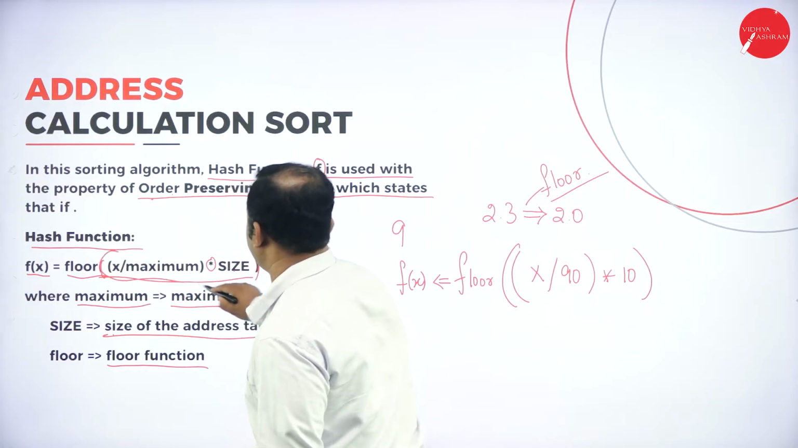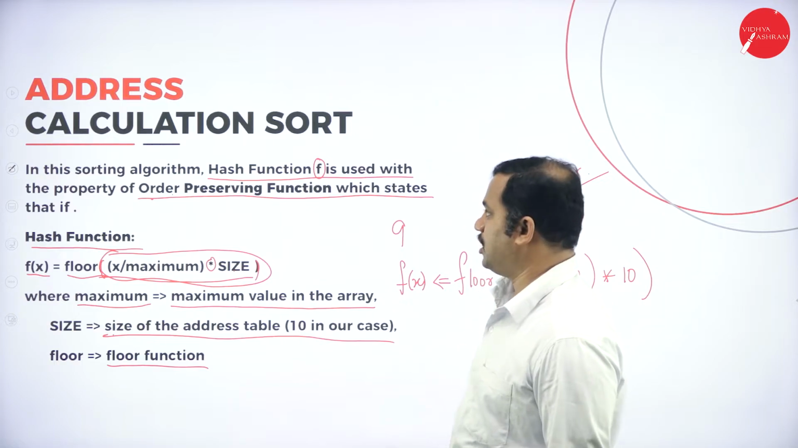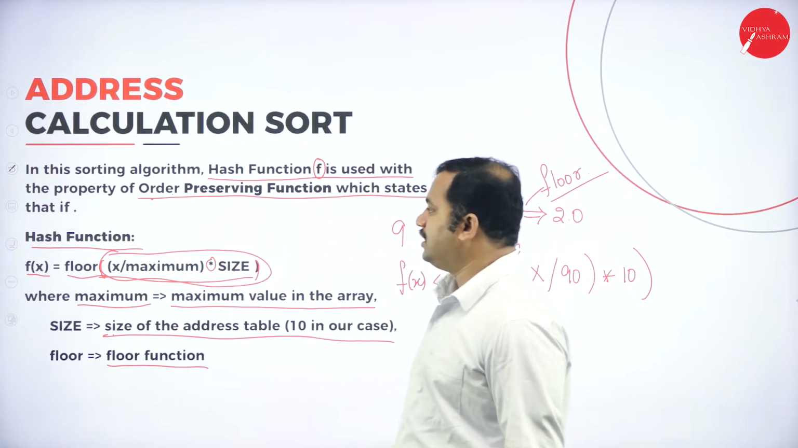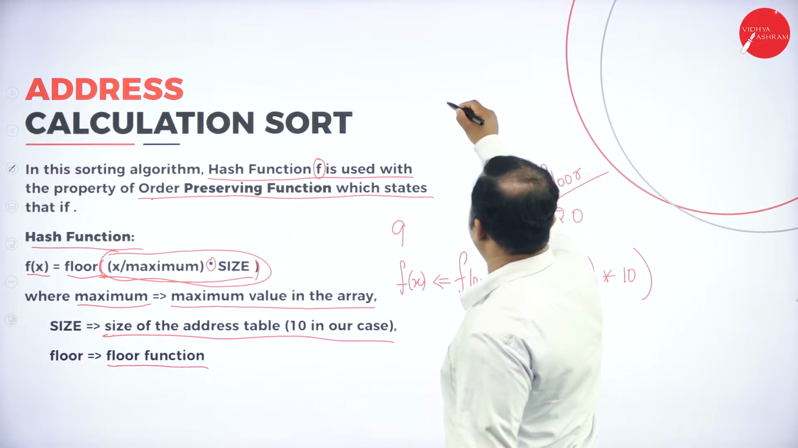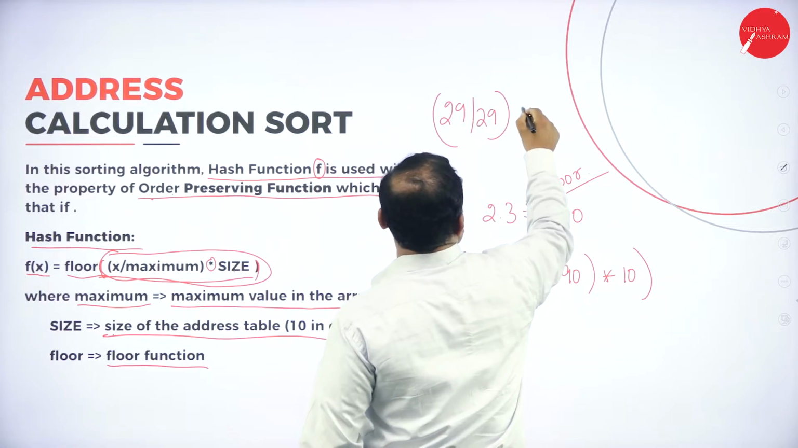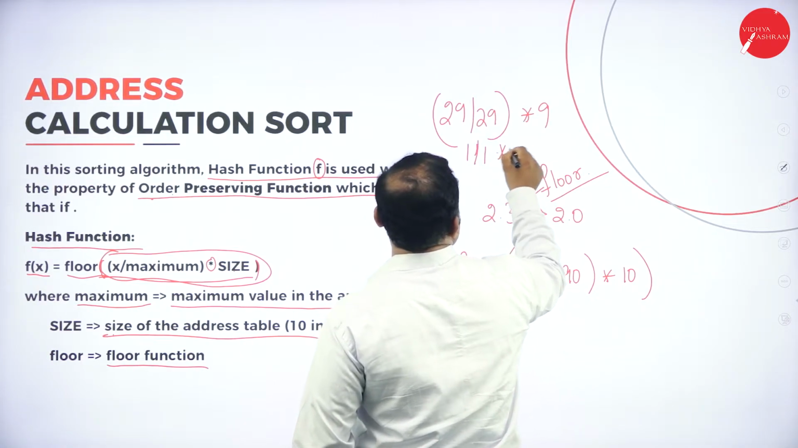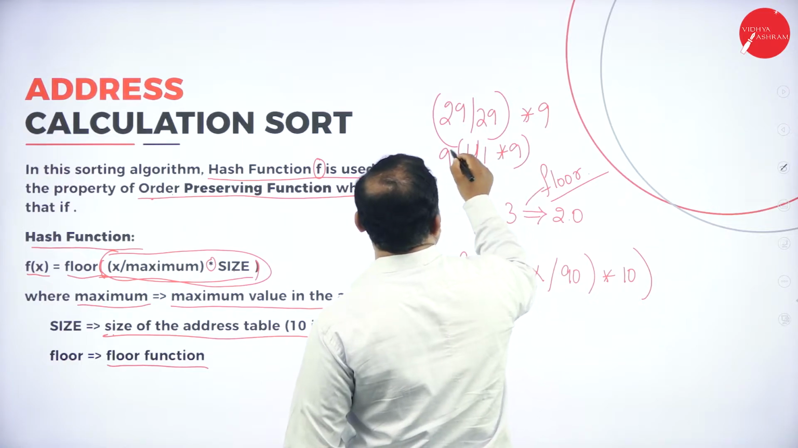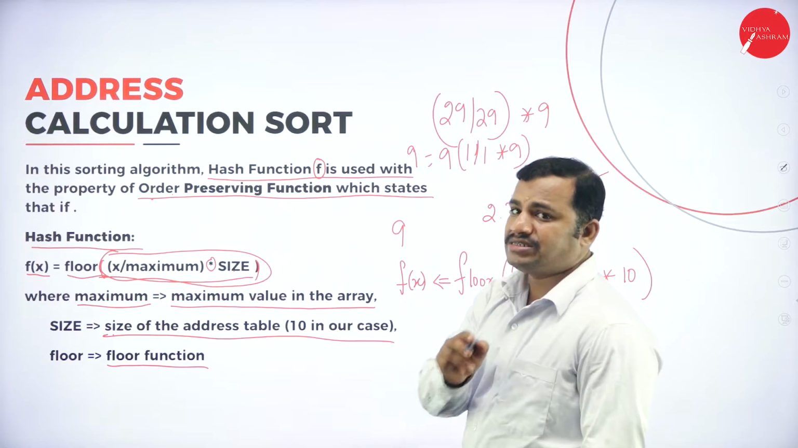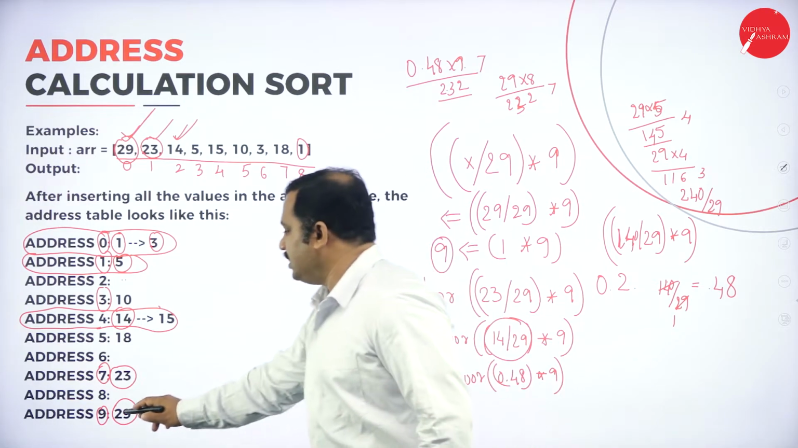the hash function formula, f of x function formula. Now, what is the value there? 29 divided by maximum value 29, star 9, which is equal to 1 divided by 1. 1 star 9 is 9. The floor of 9 is also 9. So I will place it at location address 9. That is, address 9 is filled with 29.